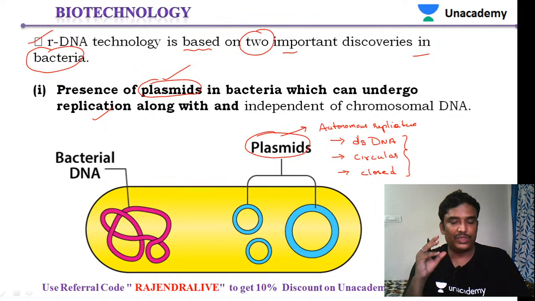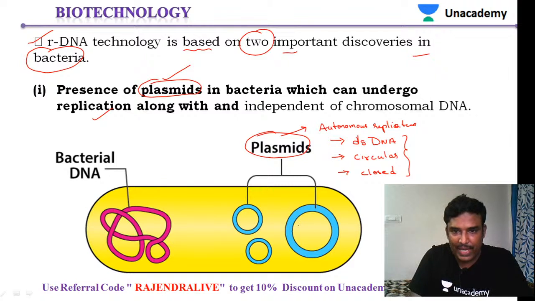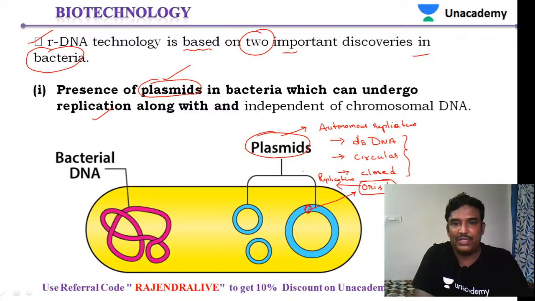Yes. So if you see the plasmid, every plasmid has one specific site. Now this is called the ori site. This ori site, ori means origin. It is the origin of replication. So ori site is nothing but the origin of replication.